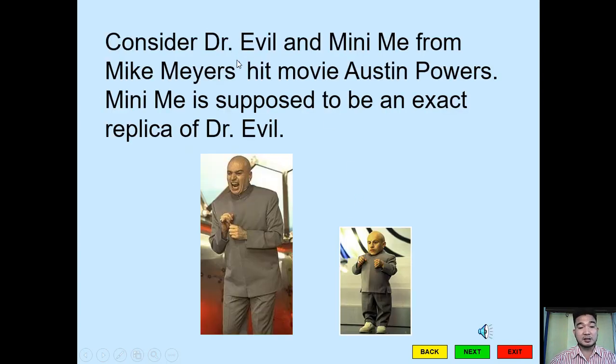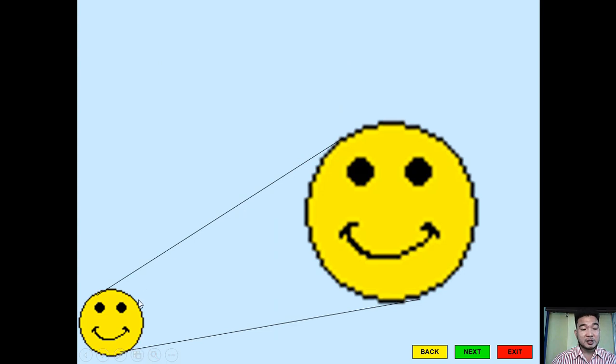Consider Dr. Evil and Mini-Me from Mike Myers' hit movie Austin Powers. Mini-Me is supposed to be an exact replica of Dr. Evil. So they are similar to one another. And maybe you are similar to one of your parents, maybe your mother or your father, or maybe one of your brothers or sisters. So these two smileys are also similar.